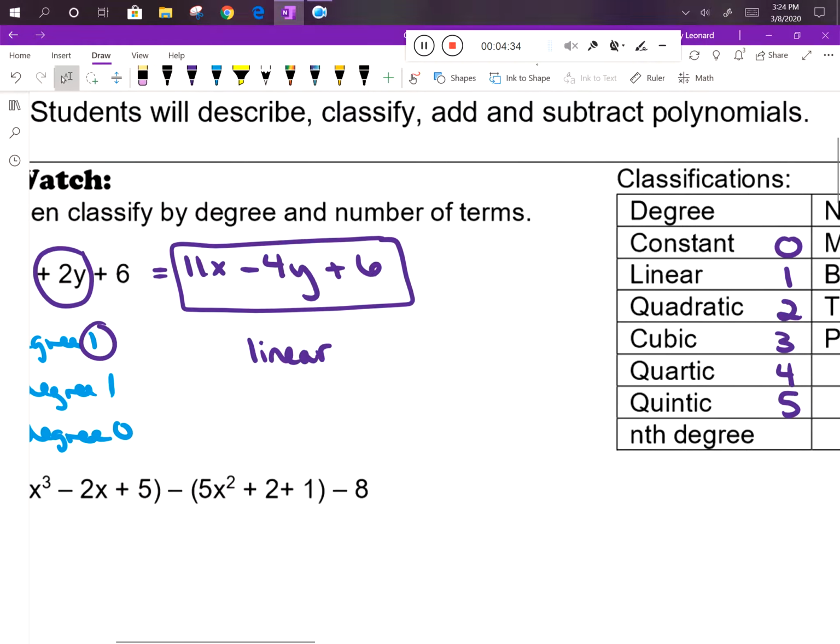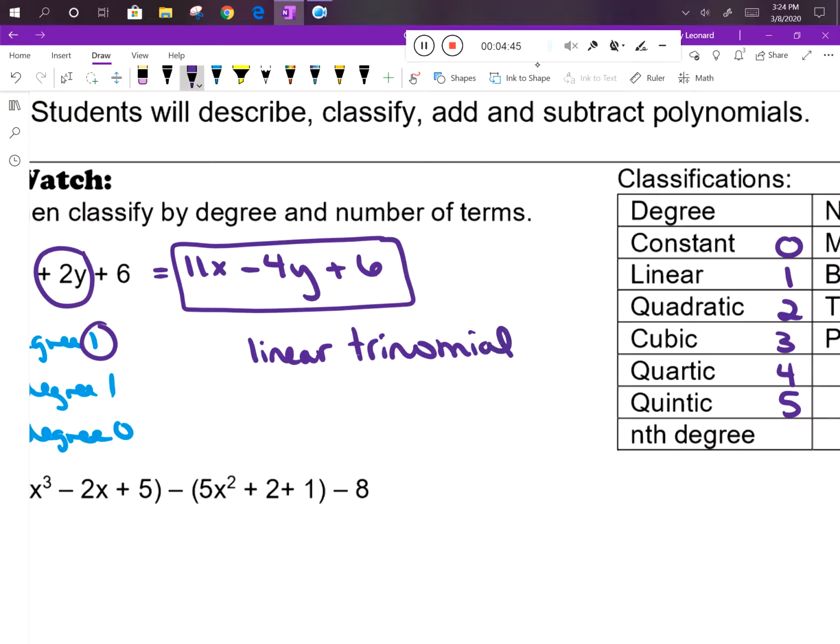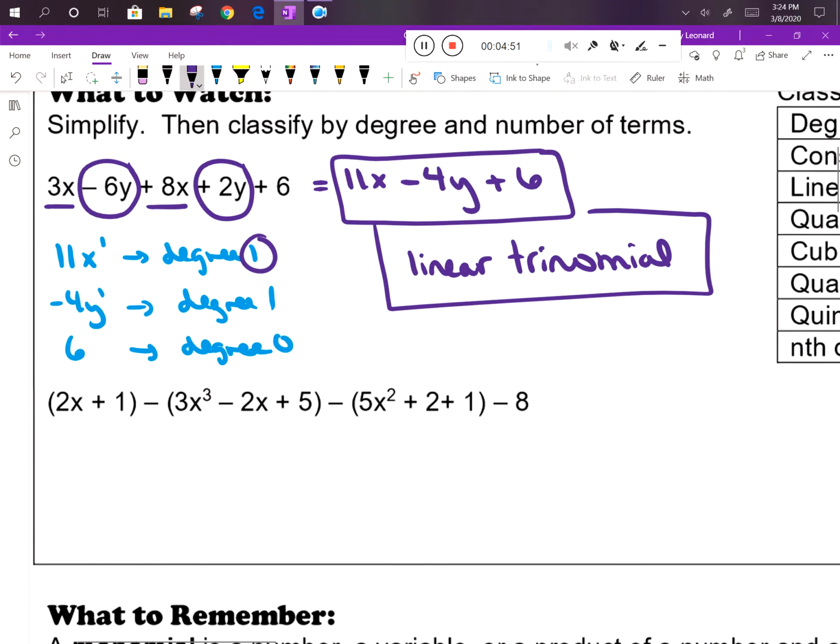So as we look at this, see how there are 3 terms. The 11x is one term, the negative 4y is another term, and the plus 6 is a third term. So we will call this thing a trinomial. So when we classify it based on its degree and number of terms, it's called a linear trinomial. Let's do the second problem.